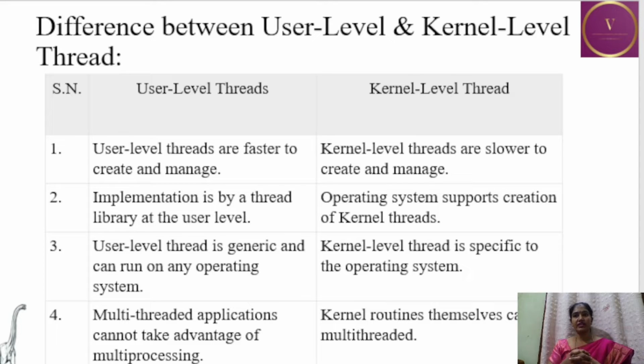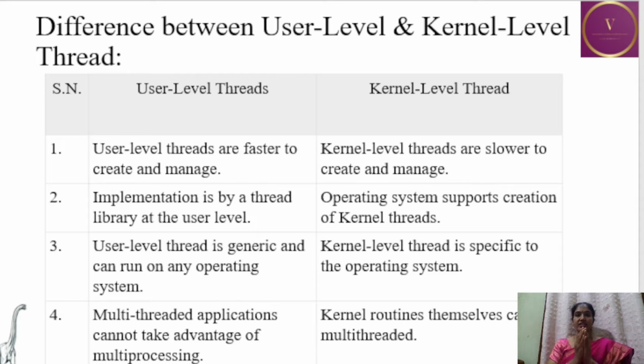Whereas kernel level threads are slower to create and manage because they require the operating system's help in order to create them. Implementation of user level threads is by a thread library at the user level, whereas the operating system supports creation of kernel level threads, so it is done by the operating system. A user level thread is generic and can run on any operating system.